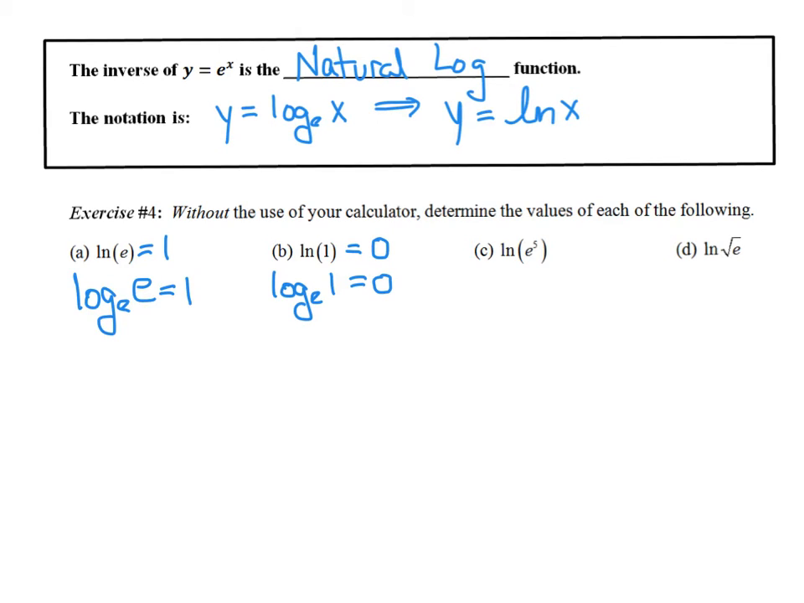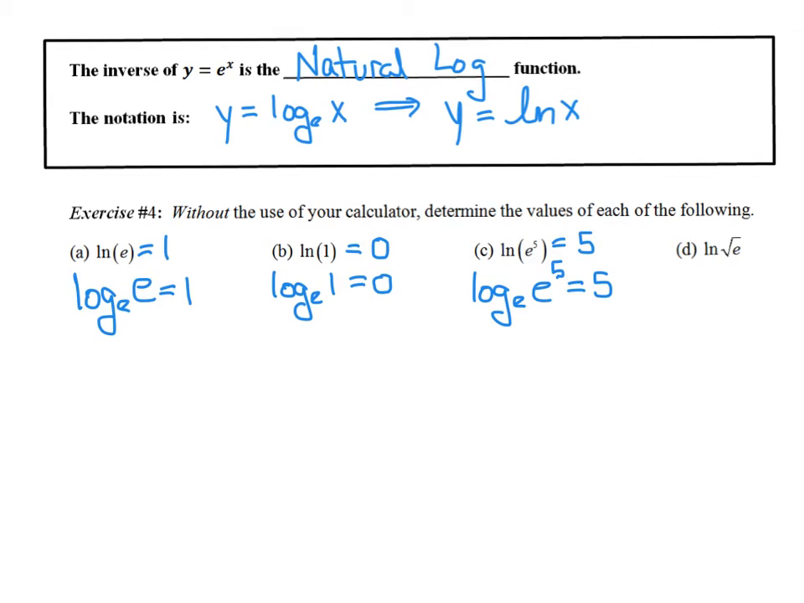So let's try a couple more here. If I've got natural log of e to the 5th, that just means log to the base e of e to the 5th. So what do I want to raise the base of e to get e to the 5th? Well, the exponent has to be 5. So the answer for the log is just 5.